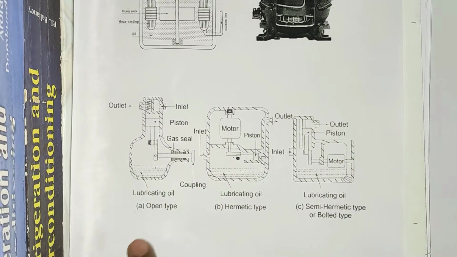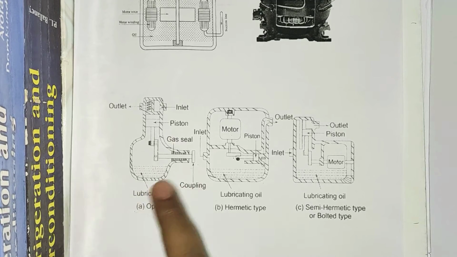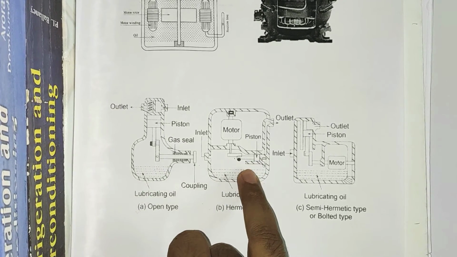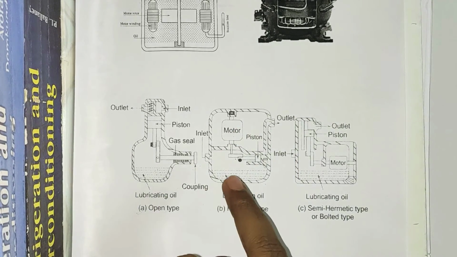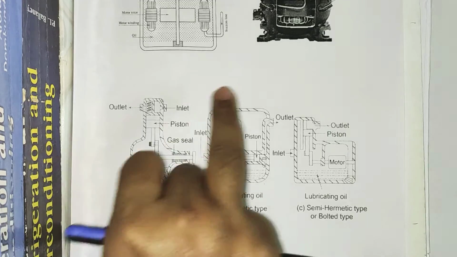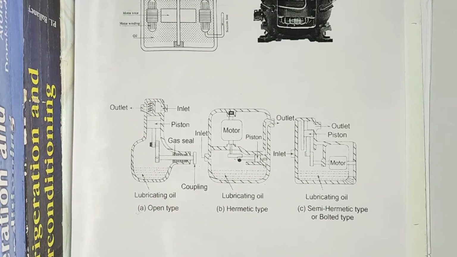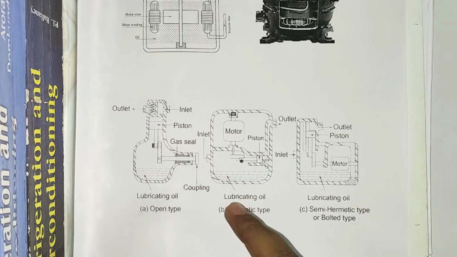So with respect to open type, in case of open type, both the compressor and motor normally reject heat to the surrounding air for efficient operation. But in case of hermetic type, heat cannot be rejected to the surrounding air, because the entire arrangement is enclosed within a steel shell which is properly welded. Hence the cold suction gas is made to flow over the motor.